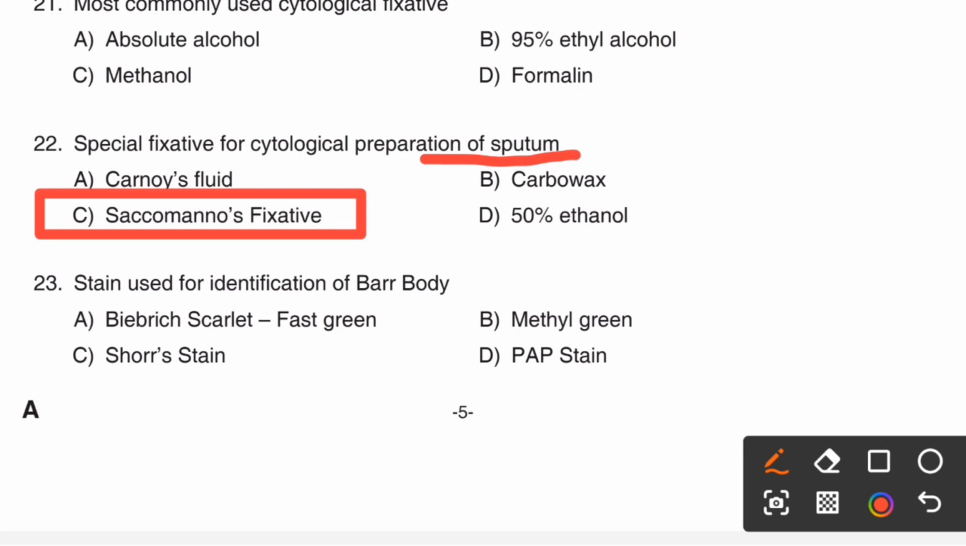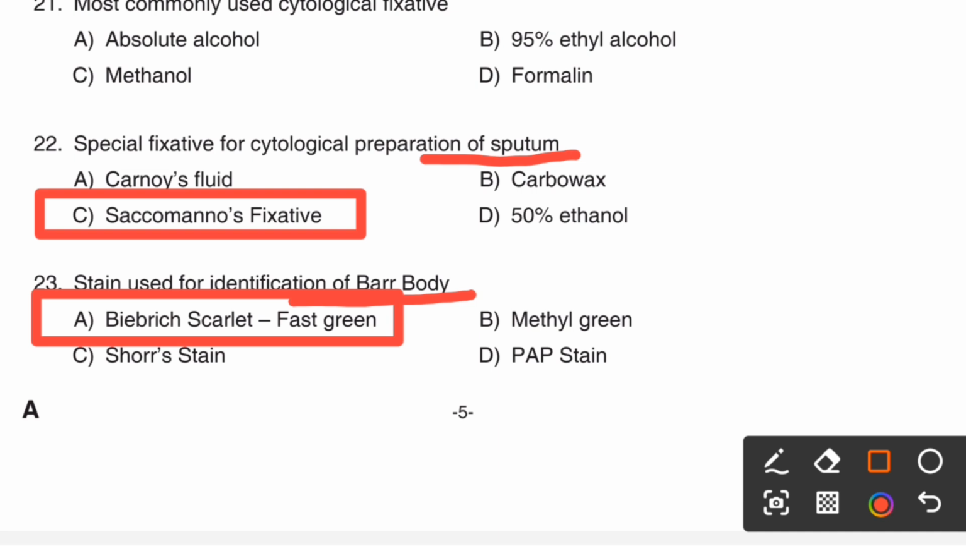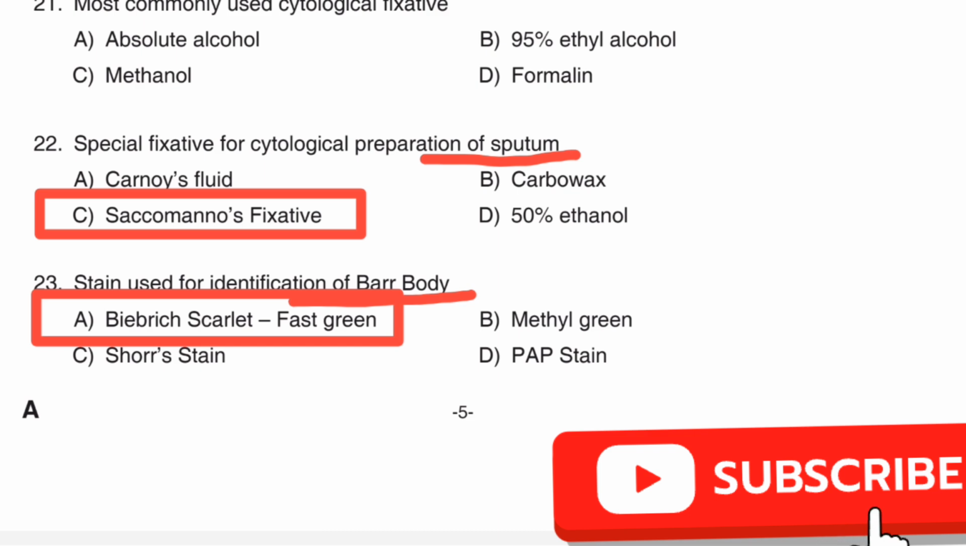Next question, the last question. Stain used for the identification of Barr body. Option A, Biebrich Scarlet Fast Green. Option B, Methyl Green. Option C, Shorr Stain. Option D, Pap Stain. The right answer is option A, Biebrich Scarlet Fast Green. Stain used for the identification of Barr body is Biebrich Scarlet Fast Green.